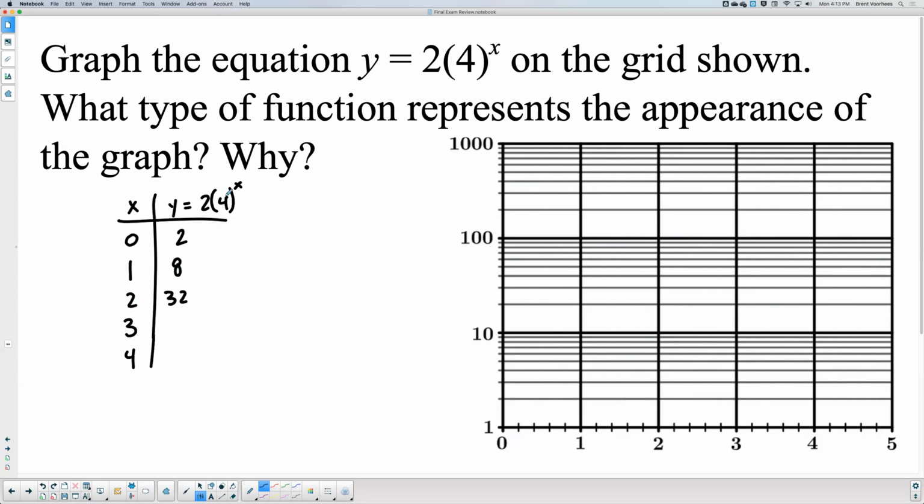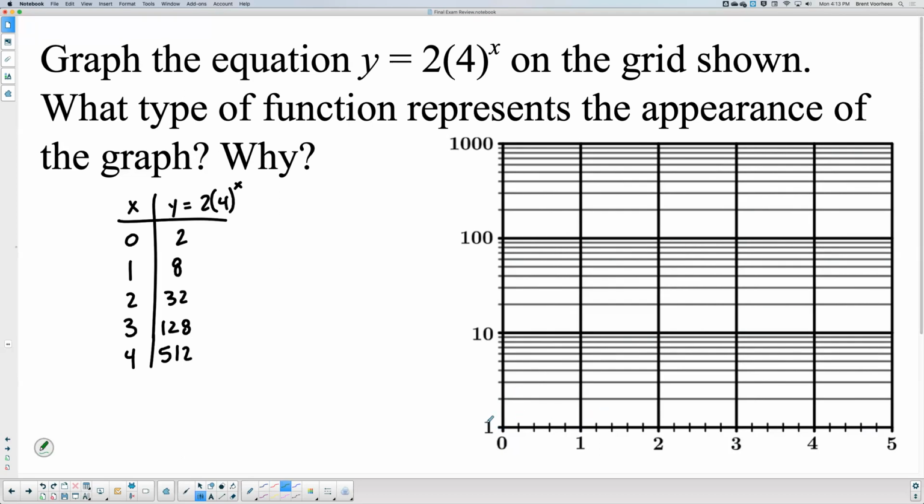Let's check. 4 squared is 16. Double it. Yep, 32. Multiply that by 4. 32 times 4 is 128. And if we multiply that by 4, we would get this value, which would be 512.